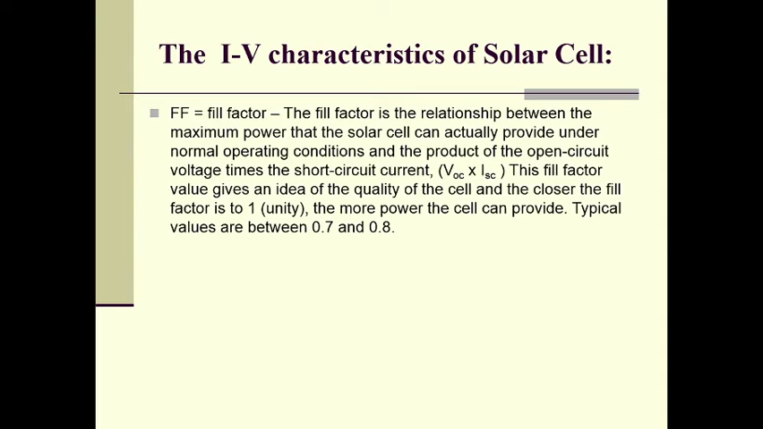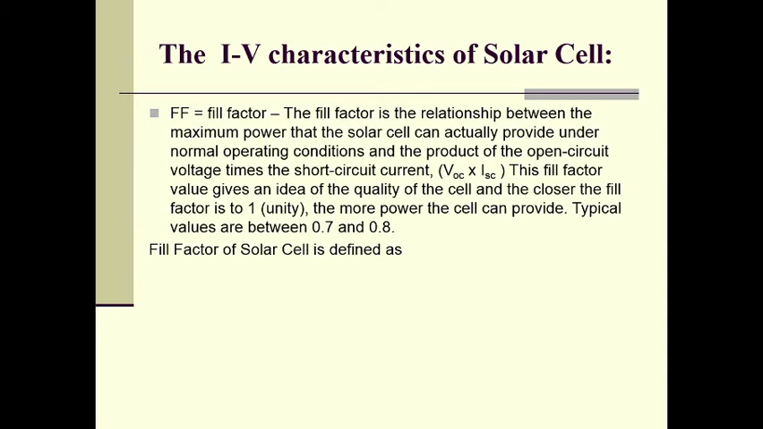Another characteristic of a solar cell is the fill factor. The fill factor is the relationship between the maximum power that the solar cell can actually provide under normal operating conditions and the product of the open circuit voltage times the short circuit current, right? So VOC into ISC. This fill factor value gives an idea of the quality of the cell, and the closer the fill factor is to 1, that is unity, the more power the cell can provide. Typical values are between 0.7 and 0.8, right?